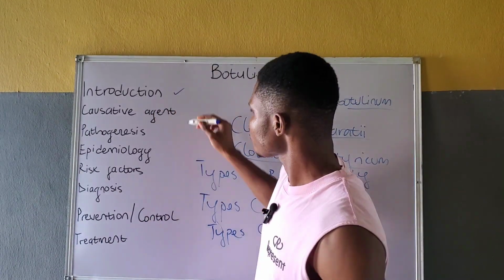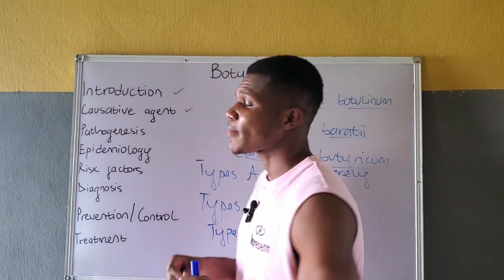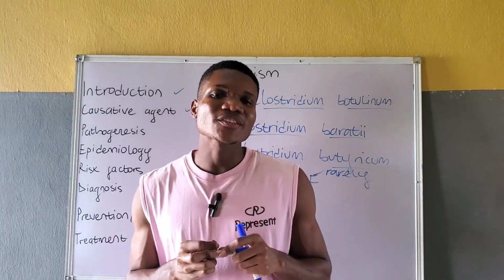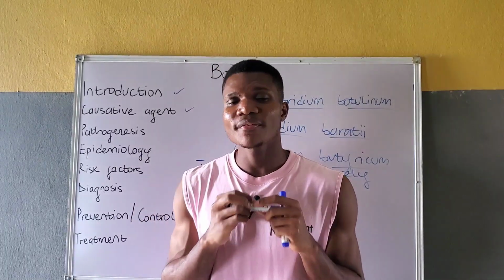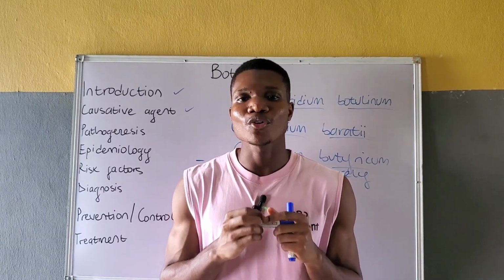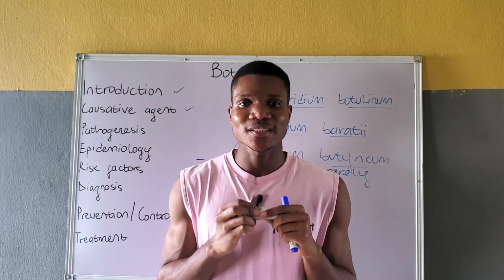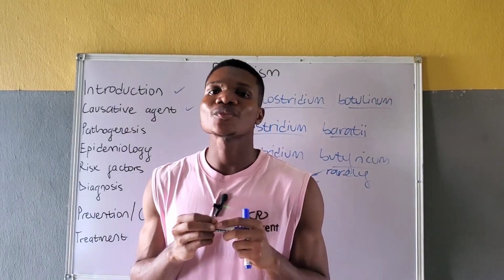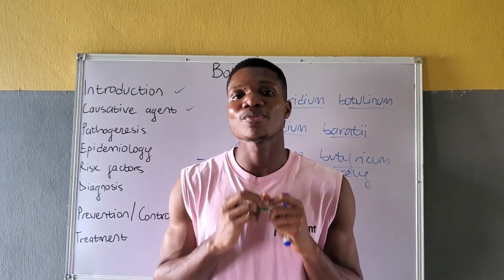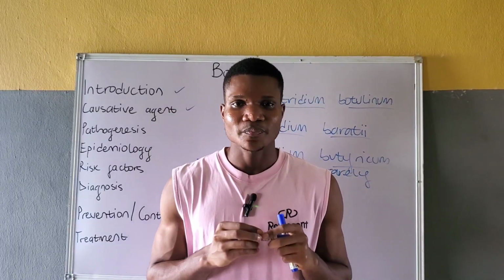Let's talk about the pathogenesis. Let's briefly talk about the pathogenesis of botulism. The pathogenesis of botulism is based on the neurotoxic effects of the botulinum neurotoxin, hampering muscle contraction in cholinergic nerve fibers, leading to flaccid paralysis. It is important to note that the route of entry of the botulinum neurotoxin into the body is different depending on the type of botulism.